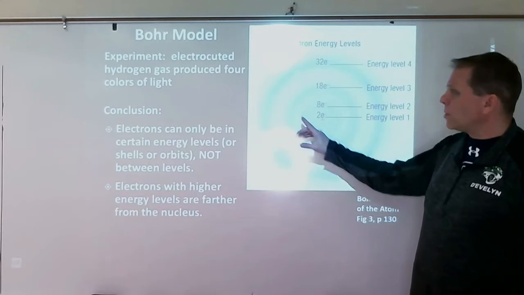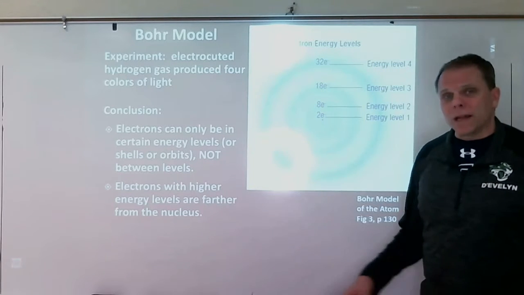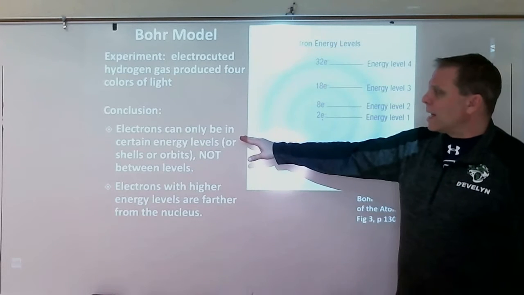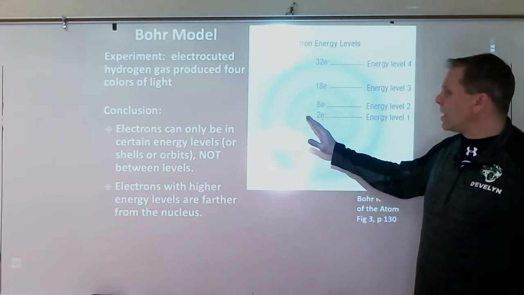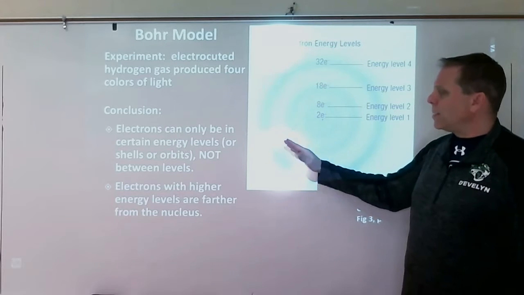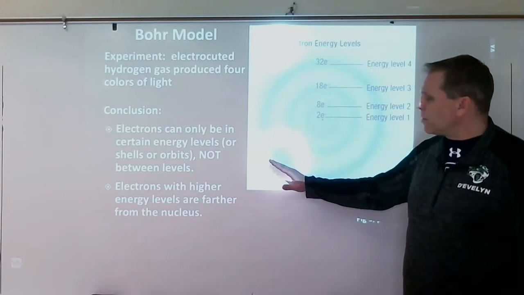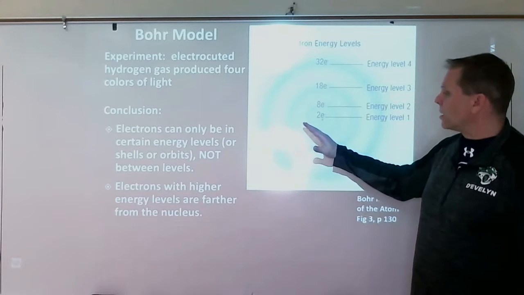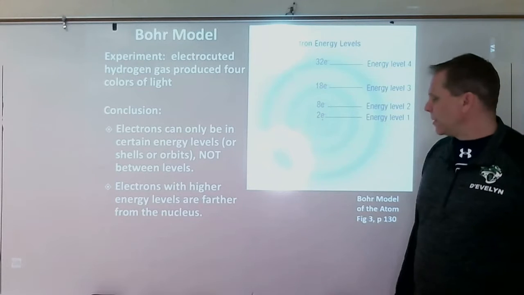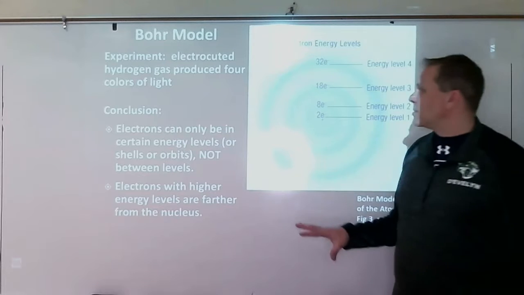What we started seeing with Bohr's experiment is that hydrogen produced these 4 colors of light, like you saw a little bit ago. He realized that electrons could only be in certain energy levels. They didn't zip back and forth between, but had to be at particular levels. And electrons further from the nucleus had more energy than electrons closer to the nucleus. So these were 2 different steps toward helping us understand the modern model.